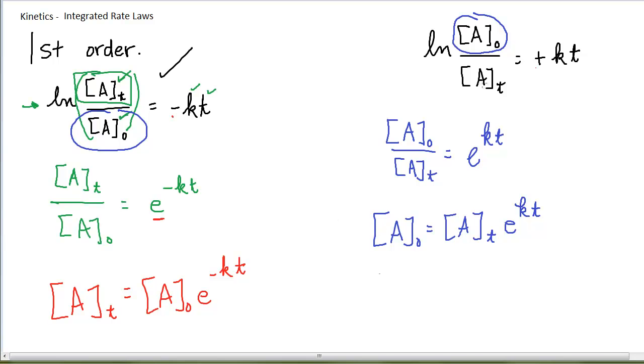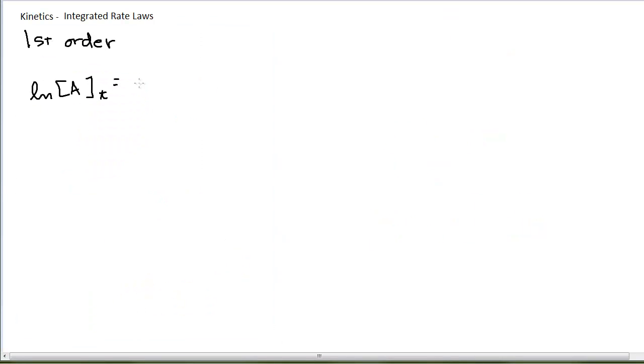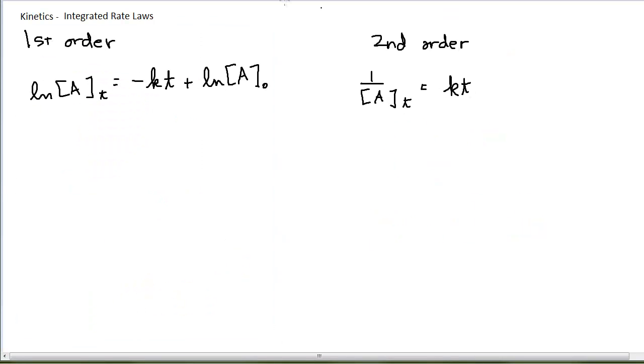Alright, the last thing I want to talk about in this video is going back to both the first order and the second order and looking at that graphical representation a little more closely. So let me get some space. Alright, this was both the first order integrated expression and the second order written in the format of y equals mx plus b, our line.